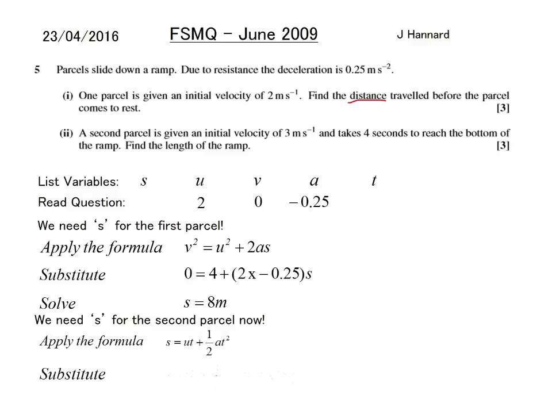Substitute the numbers in. We want an s, we know 4 seconds and 3 for the initial, so 3 times 4 is 12. Add a half times same deceleration, minus 0.25, times 16, which is t squared, which is 4 squared, which is 16. And you get that. 10 meters, nice answer. So, not too many issues if you know your SUVAT inside out there. 6 marks, not too bad.